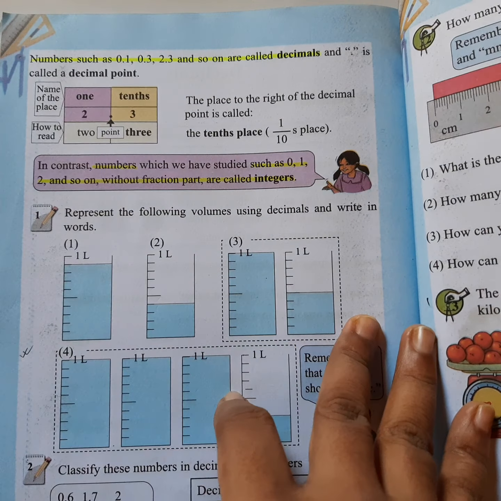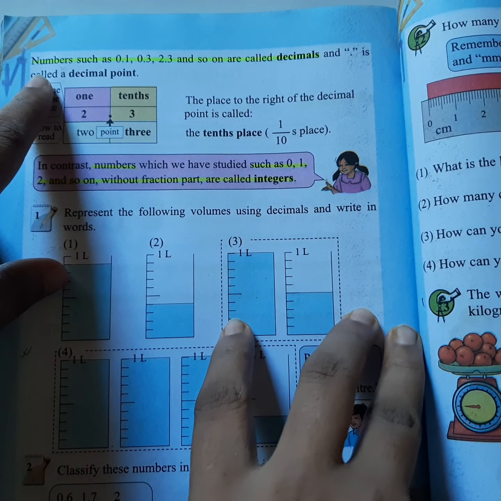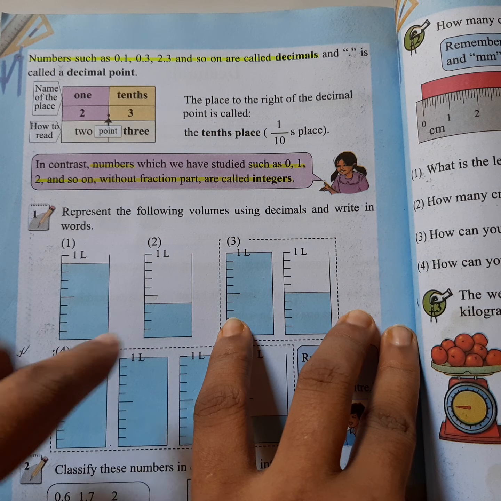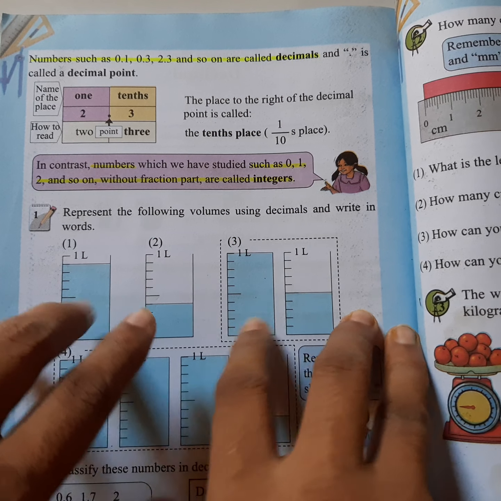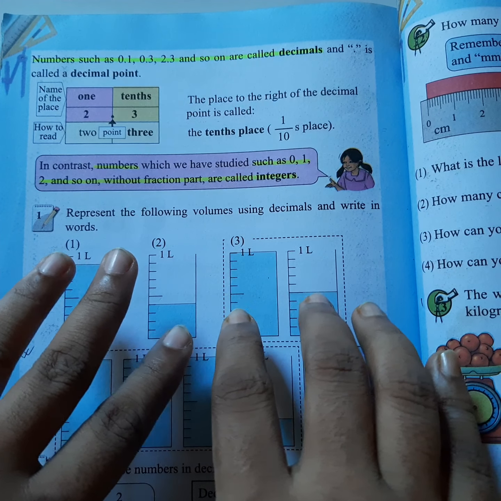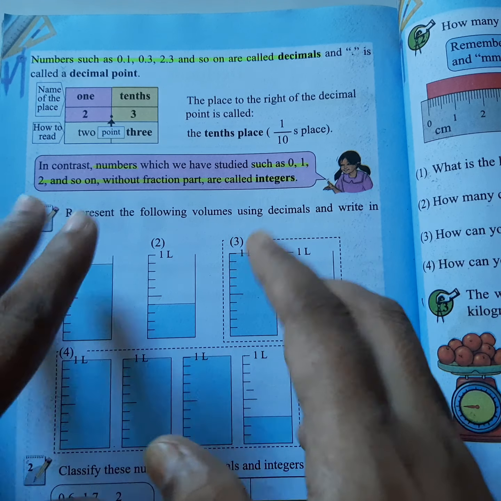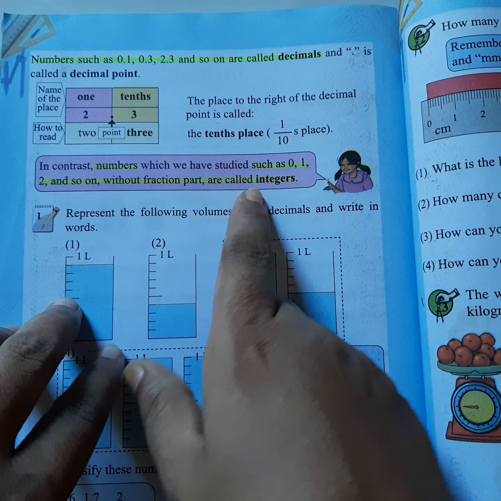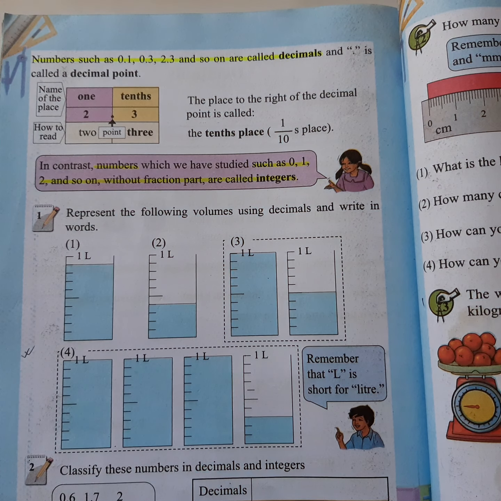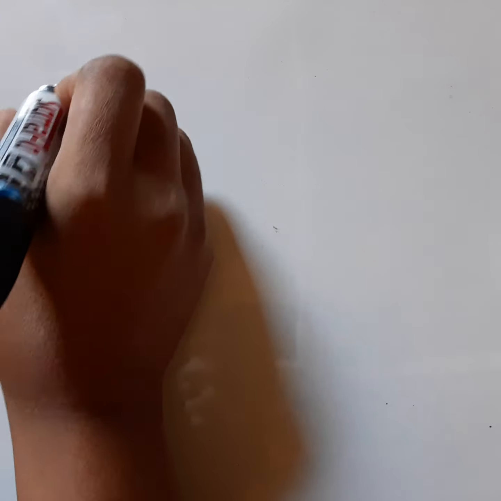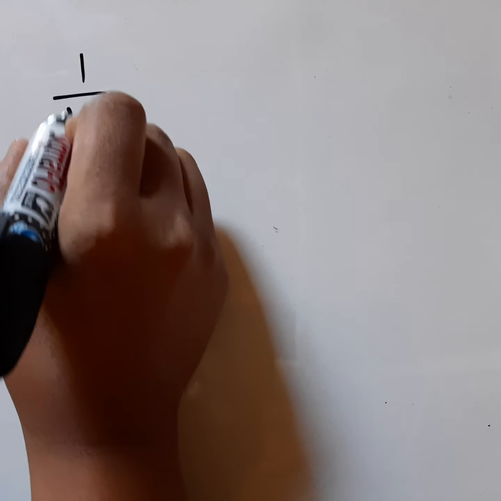As you can see, I have marked them, the highlighted part. Numbers such as 0.1, 0.3, 2.3 are called decimal numbers, okay? And numbers such as 0, 1, 2 and so on, the whole numbers, are called integers, okay? These two parts are very, very important for you. So let's go for the fractions section. I'd like to tell you about a few important things.